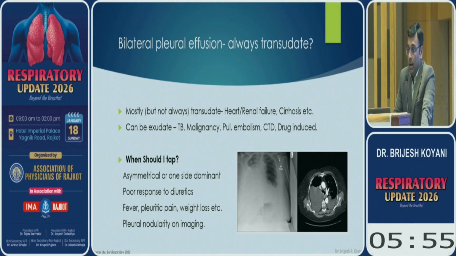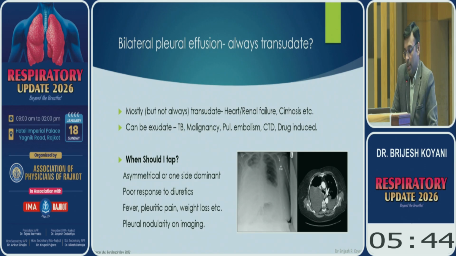So now let's talk about a few confusing terms in pleural effusion management. Bilateral pleural effusion, shall we tap? Is it always transudate? Mostly it is transudate, but not always. Most common causes we all know: heart failure, renal failure, cirrhosis. But it can be exudative in case of tuberculosis, malignancy, pulmonary embolism, CTD, or some drug-induced pleural effusion.